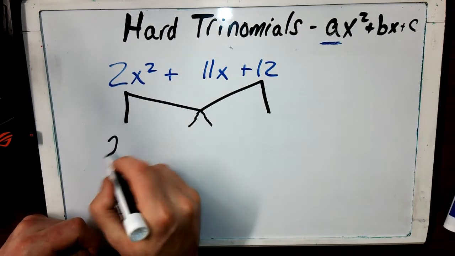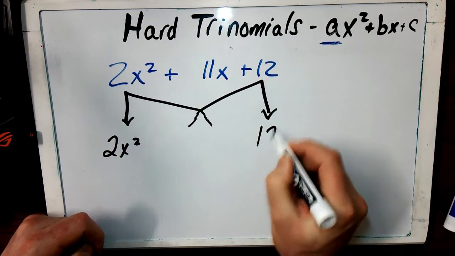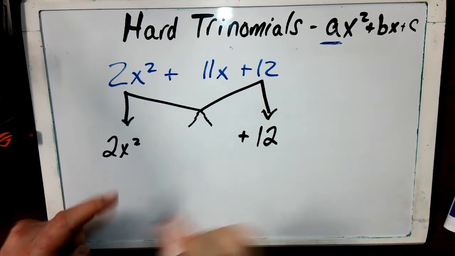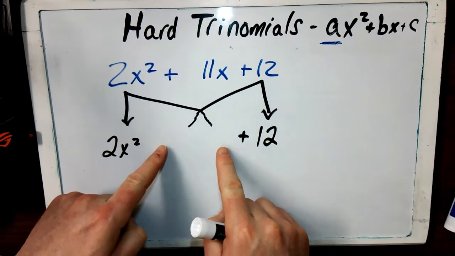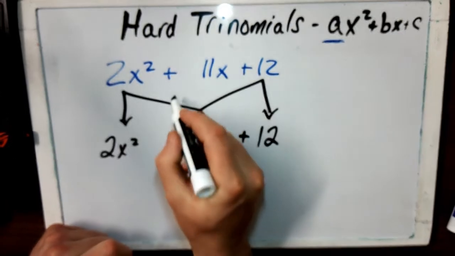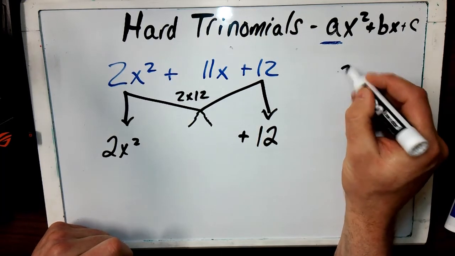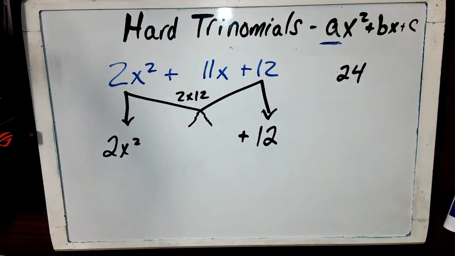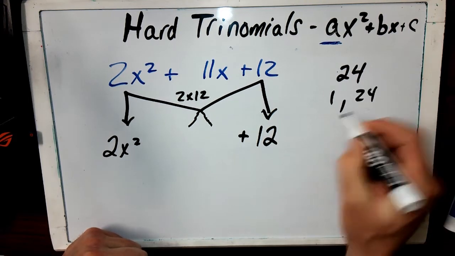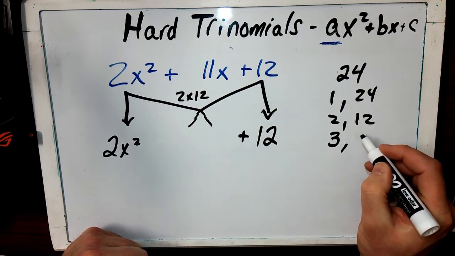2x squared does not change. It comes straight down. The 12 does not change. And put the plus sign there as well. What really matters is the 11x is splitting up, but we're going to use these numbers. 2 times 12 is 24. And I'm going to write all the factor pairs of 24. Just like we did with the easy trinomials.